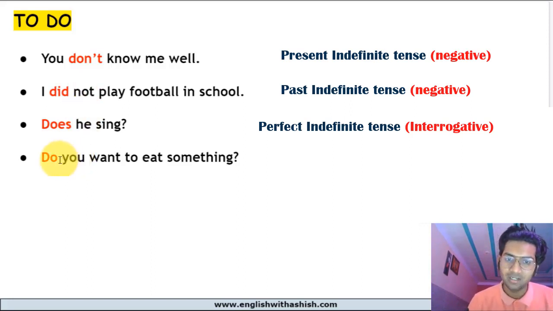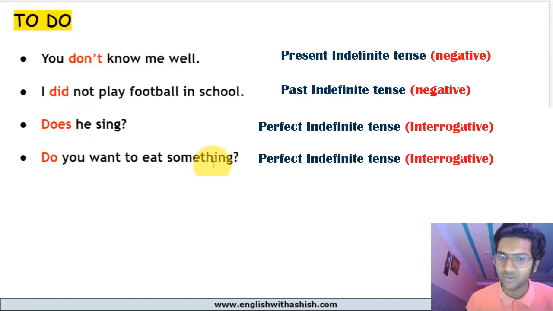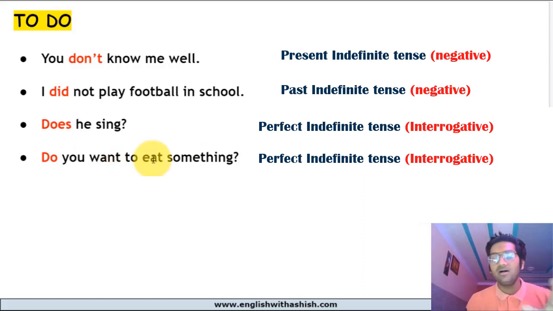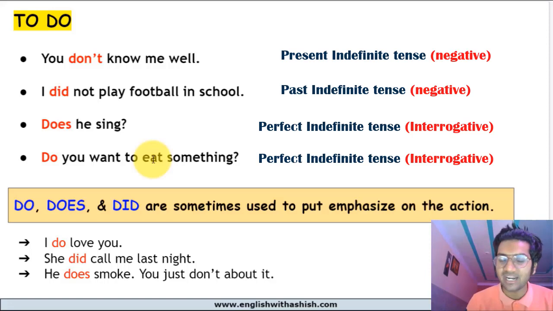Do you want to eat something? Do is the helping verb, and want is the main verb. And to eat is the infinitive. Now, can they be used in affirmative sentences? Yes, they can. And when they're used in affirmative sentences, they're basically used to emphasize the action.